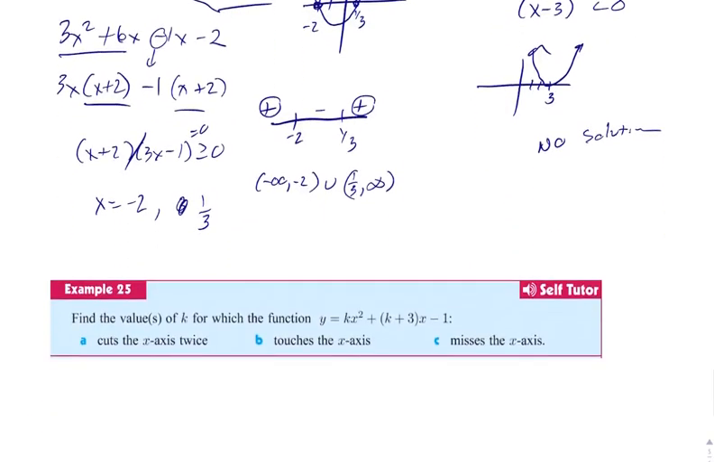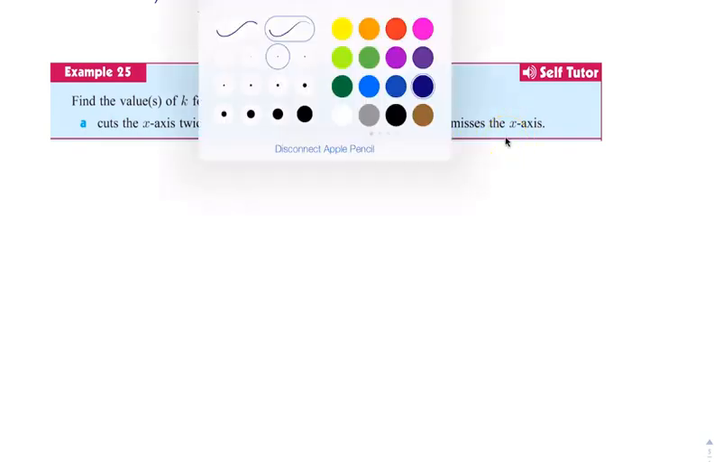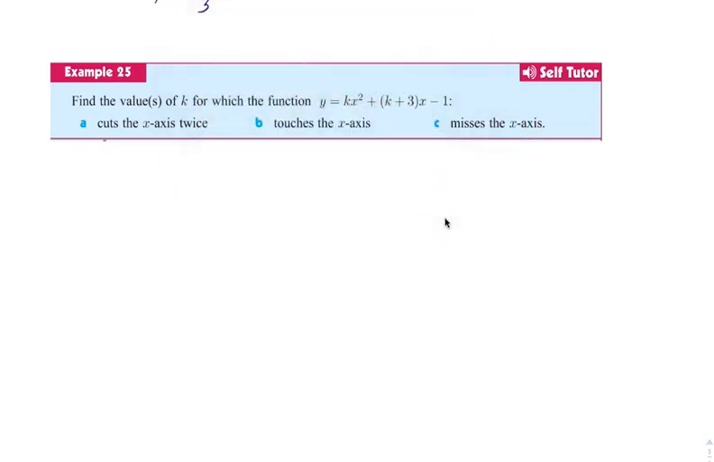Okay, one more problem and then we are done. Find the values of k for which the function cuts the x-axis twice, touches the x-axis, and misses the x-axis. So this is another discriminant question. Cuts the x-axis twice, that's when the discriminant is greater than 0. Touches the x-axis when we have one solution, discriminant equals 0. And misses it, discriminant is less than 0, sorry. And remember the discriminant, if you forgot, is b squared minus 4ac. It's everything underneath the square root in the quadratic formula.